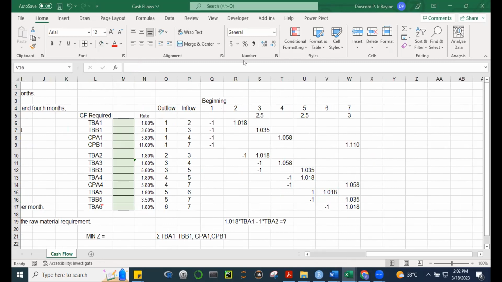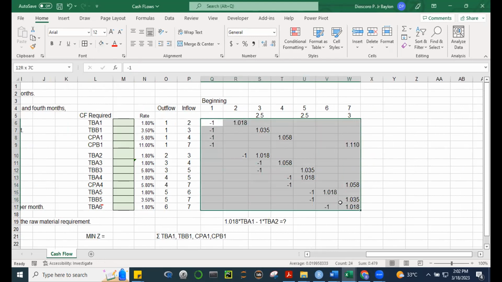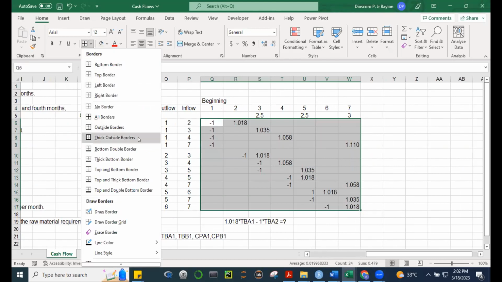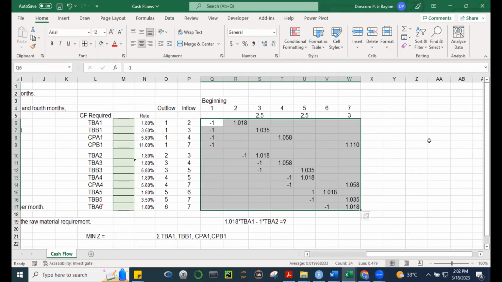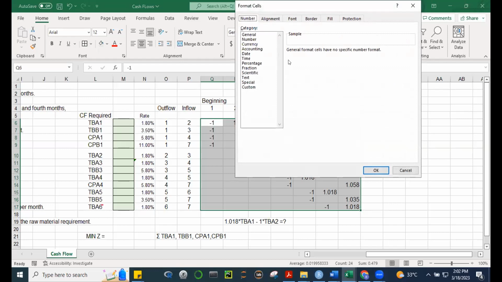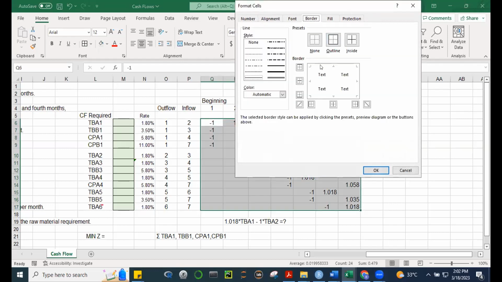Okay, so I hope everybody's done. Okay, let's compare notes, class. Let's see if you have the same plot of the factors. Just put some border to it. Okay.